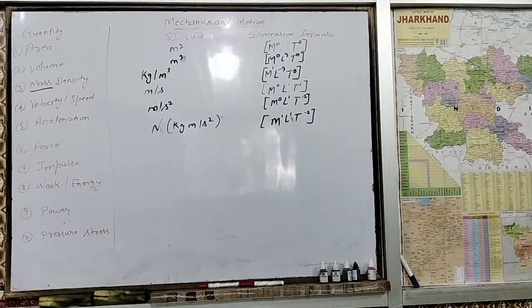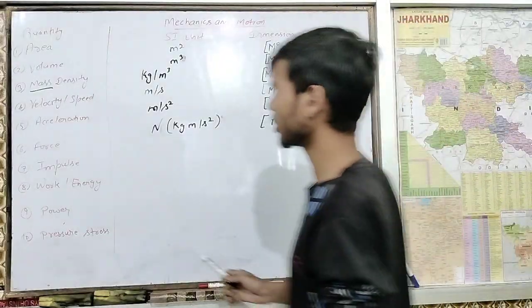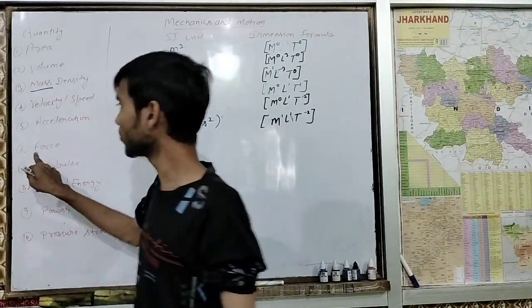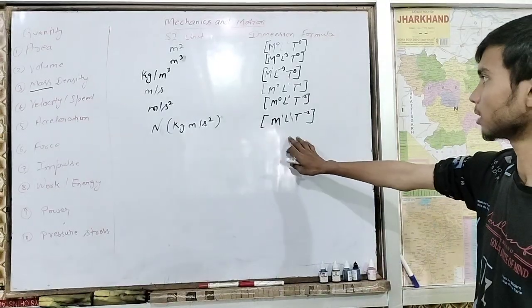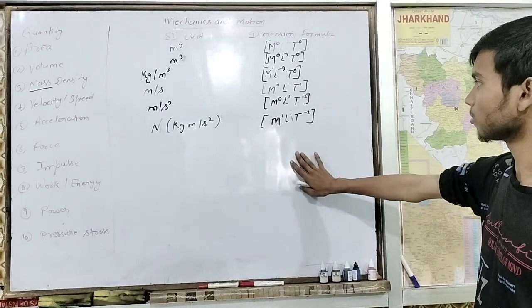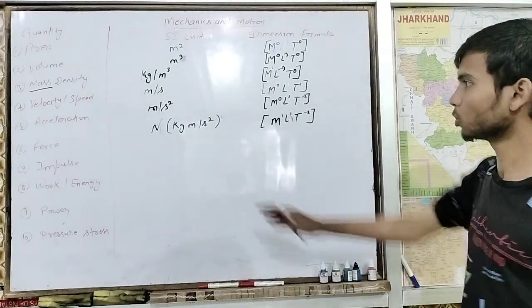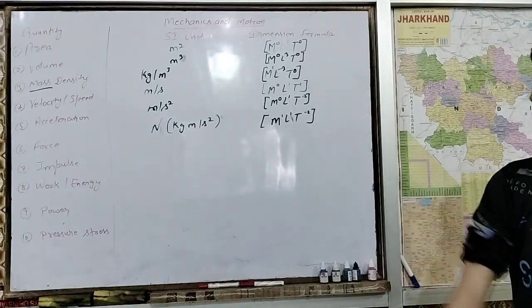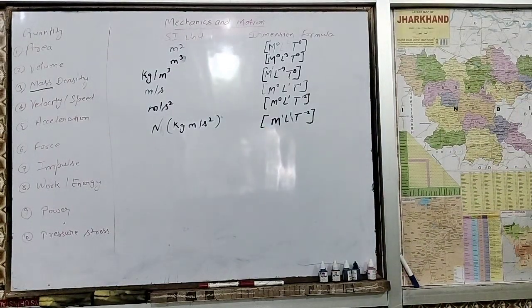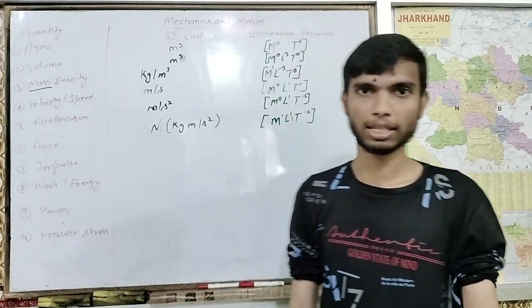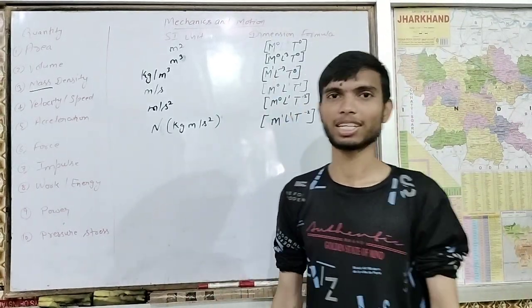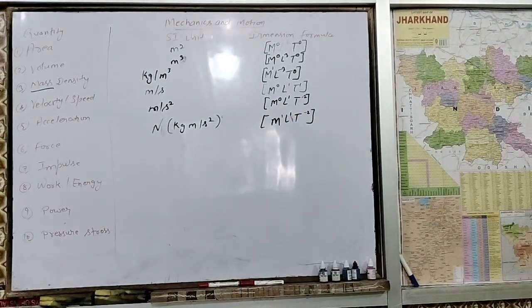Now, one point I would say, brother: remember this force, because a lot of times it will come. That's why I say, just for fluency, you will have to keep in mind M1 L1 T minus 2. That's it. Otherwise you can say kg meter per second square. Now next we have impulse.